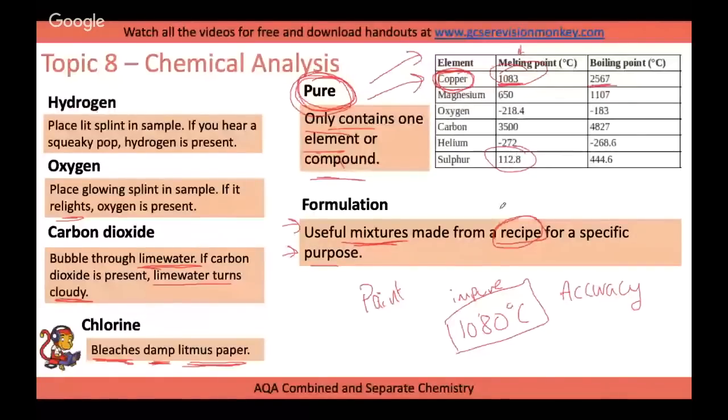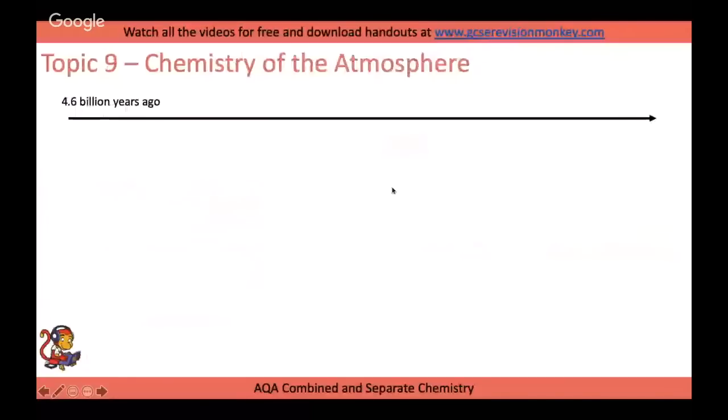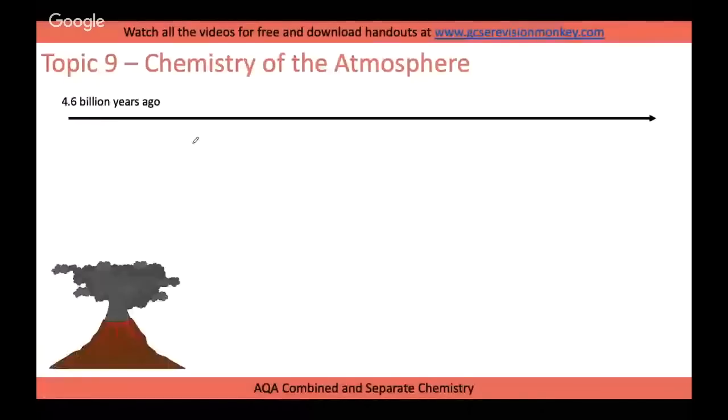So, chemistry of the atmosphere then. Scientists believe that the Earth began around 4.6 billion years ago. At that time, there was lots of volcanic activity, releasing gases such as nitrogen, carbon dioxide, ammonia, which is NH3, and methane into the atmosphere. And the early atmosphere was very much like that of Mars and Venus today.